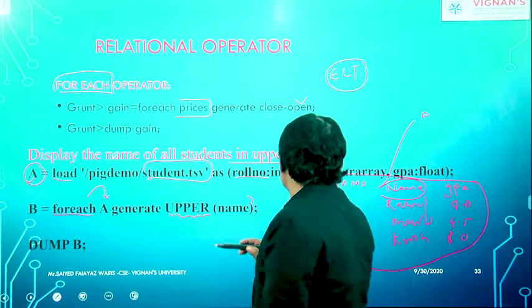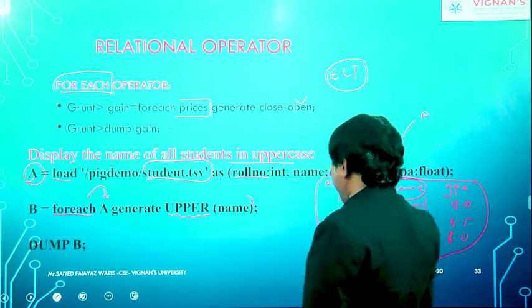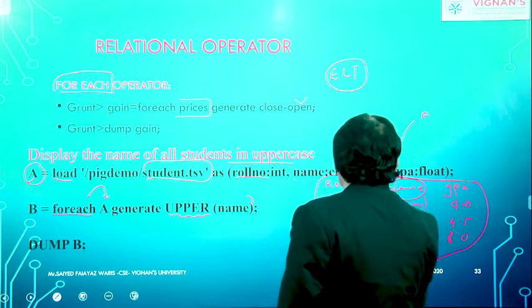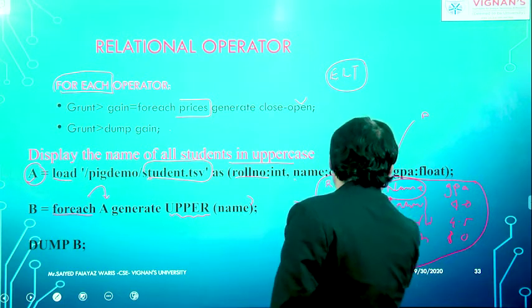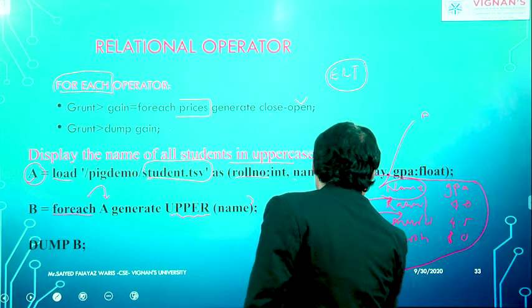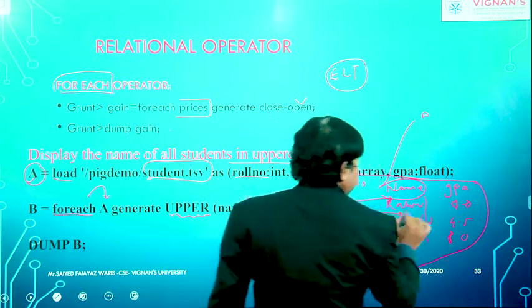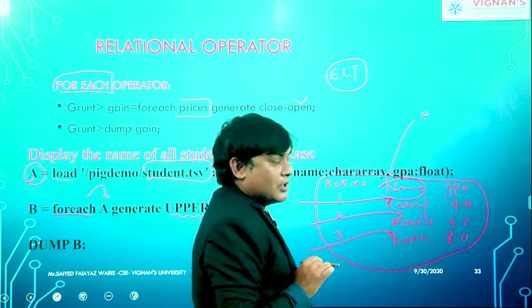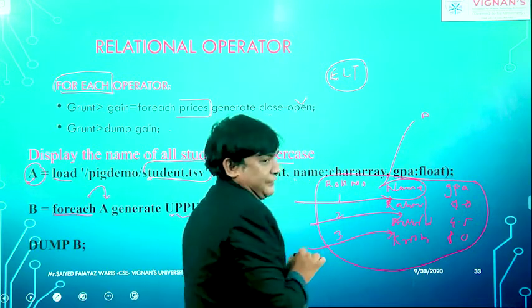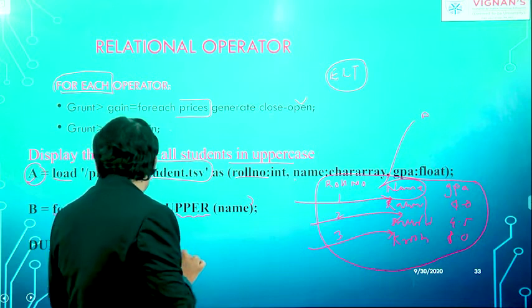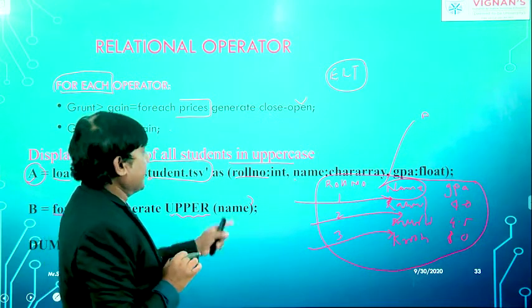Now name means that I am going to apply it on the name. So for each row I am going to point out the name, for this one and for this one, for each row. It means I am performing operations on each row itself. So what happens here? FOREACH A GENERATE UPPER(name). So what happens?